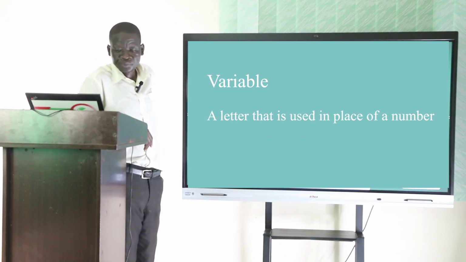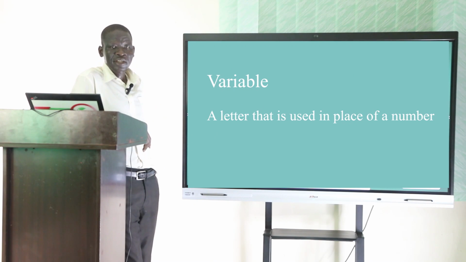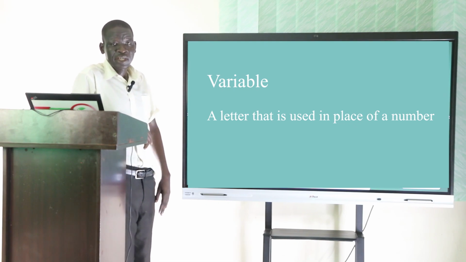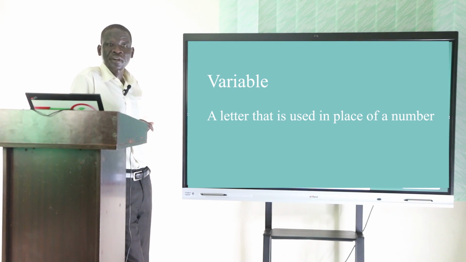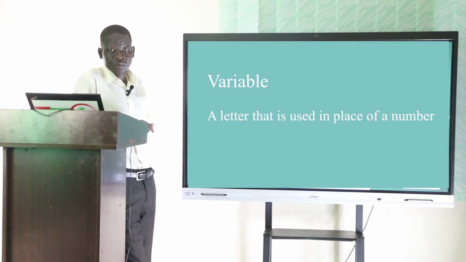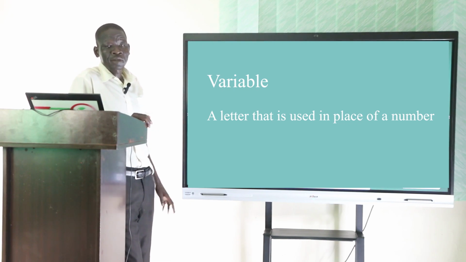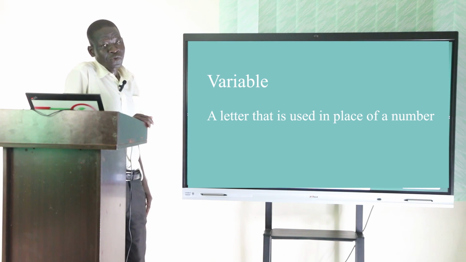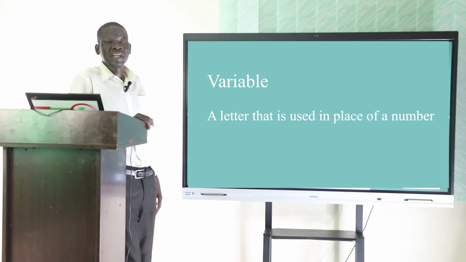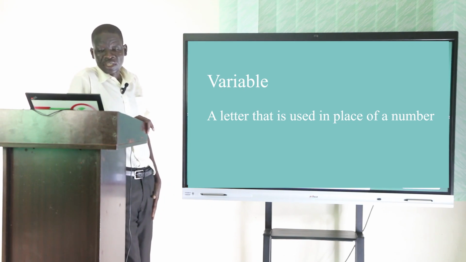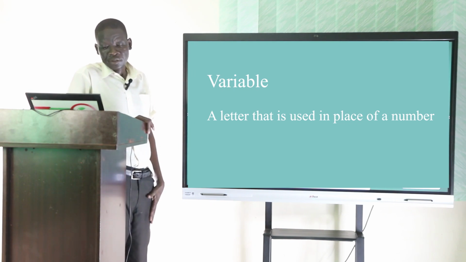A variable is just a letter that is used in place of a number. Now, when you replace a number by a letter, we call that a variable in mathematics. Generally, algebra is the mathematical representation of numbers by letters. When you represent numbers by letters, then we are dealing with what we call algebra.